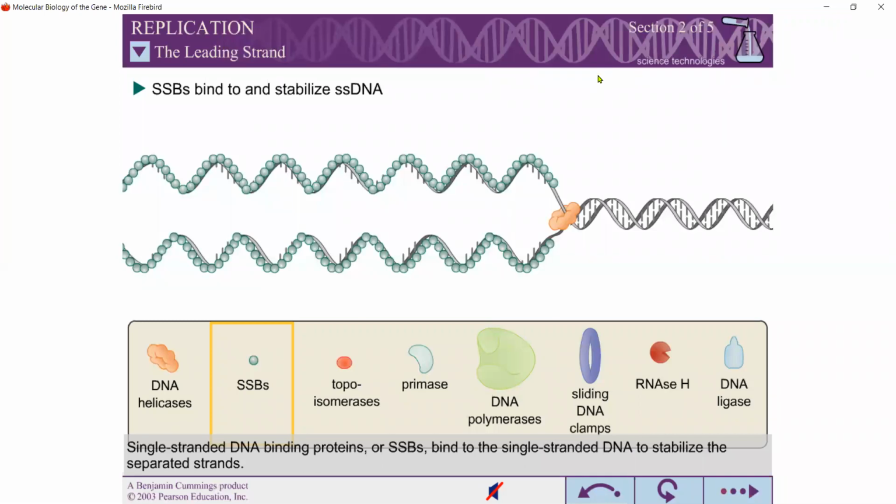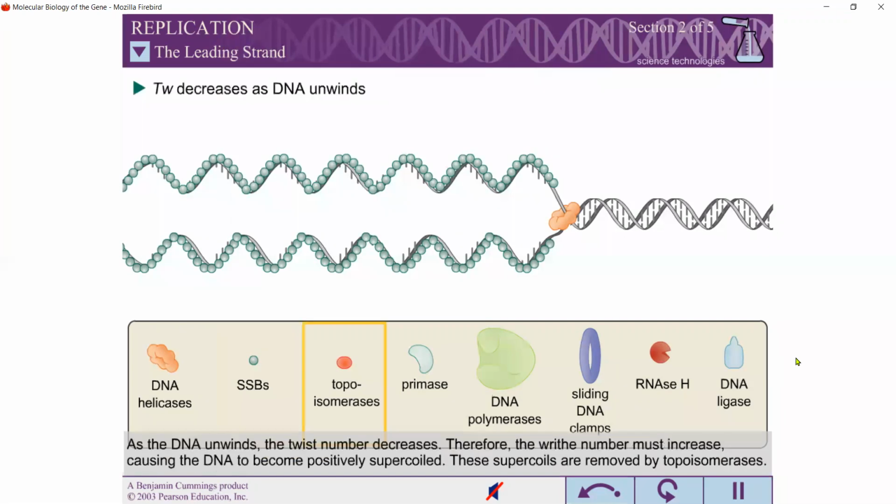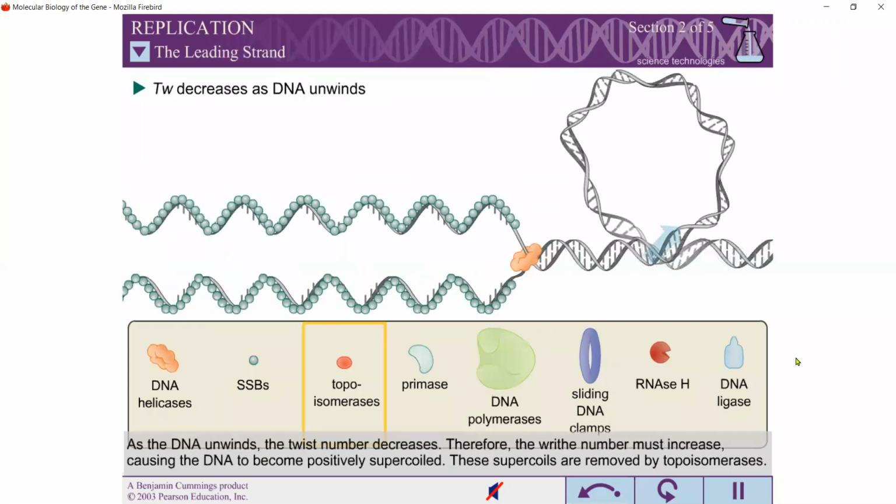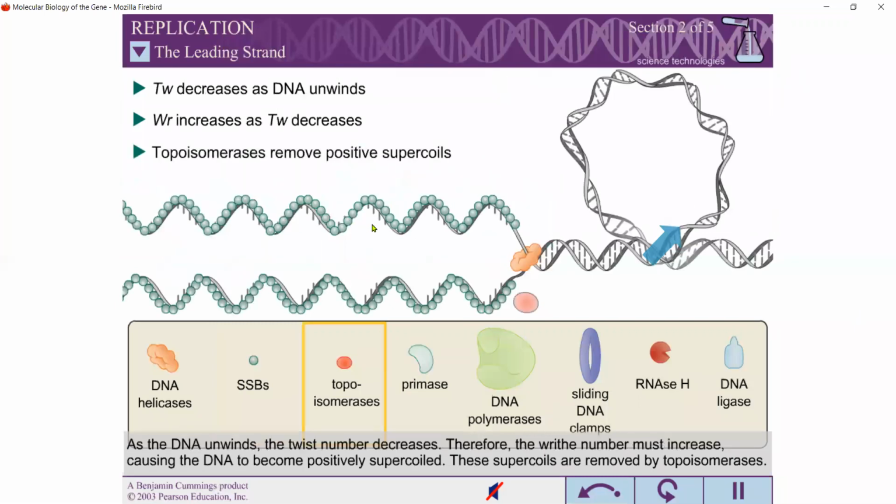Next, we are coming to the enzyme topoisomerases. Now, the thing is that the moment DNA helicase starts moving along, opening the double-stranded DNA, what happens?